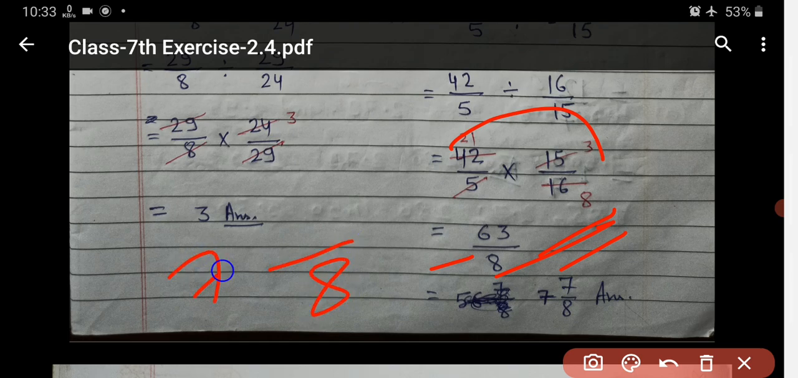8 sevens are 56. So how many are left? Only 7. 56, and 63 minus 56 is 7. So write 7 upon 8. It is your answer. Either you can write this one or you can convert it into a mixed fraction according to your answer. You have to check your answer. If it matches, then stop here. If it does not match, then convert into a mixed fraction.